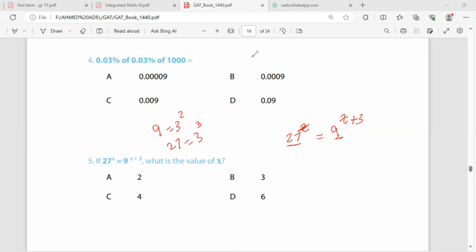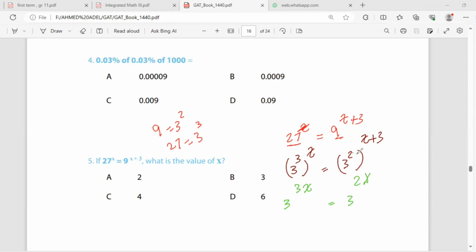So here 27, it's going to be 3 to the power 3, to the power x, equals 3 to the power 2, to the power x plus 3. Here power is to power, we multiply the exponents. It's going to be 3 to the power 3x, 3 multiplied by x. And here 3 to the power 2 multiplied by x, 2x.